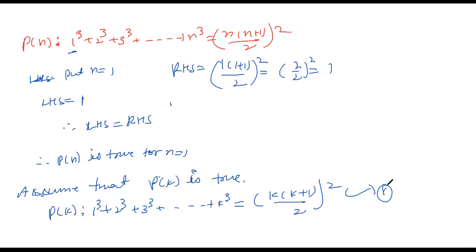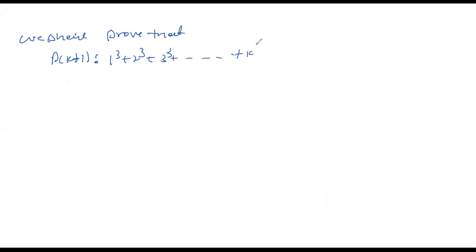Next, take P of k plus 1. We shall prove that P of k plus 1 is true. P of k plus 1 is 1 cube, 2 cube, 3 cube, and so on, plus k cube. What is the next term? (k plus 1) whole cube. How do you know? In the place of k, substitute k plus 1. That's all. 1 cube plus 2 cube plus 3 cube plus so on plus k cube plus (k plus 1) whole cube.